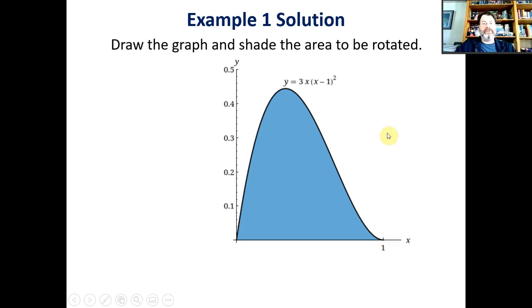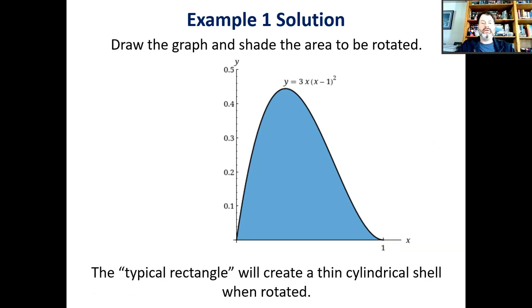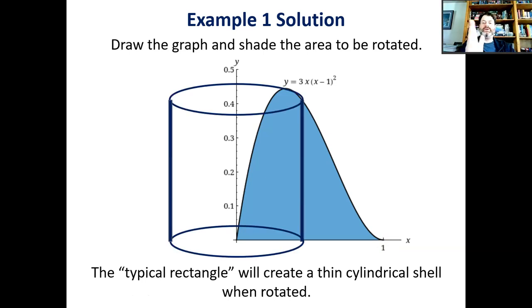So you always want to graph the function. You always want to shade the area. And then you want to draw a typical rectangle. I just drew it in the middle, and then imagine spinning it around the y-axis. It creates a shell. We have a formula for the volume of the shell. So all you have to do is set up the integral, and we can see what's going to happen.